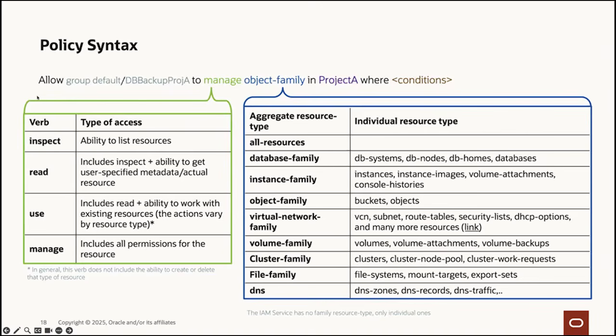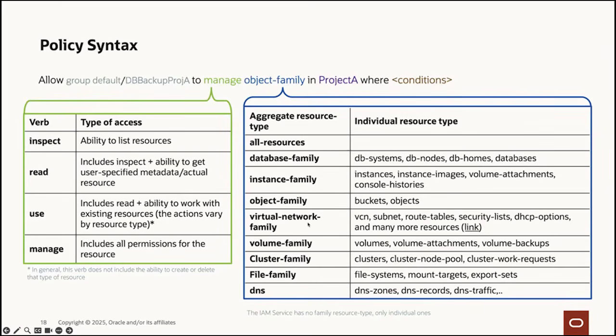You can see it here broken down. So these are the different verbs: inspect, read, use, and manage. And then you'll specify the resource type. So you can use an aggregate resource type or an individual resource type. With an aggregate resource type, it's essentially a collection of the individual resource types, and it makes it easier to write policies because, instead of listing out each resource type, you can just use the aggregate.